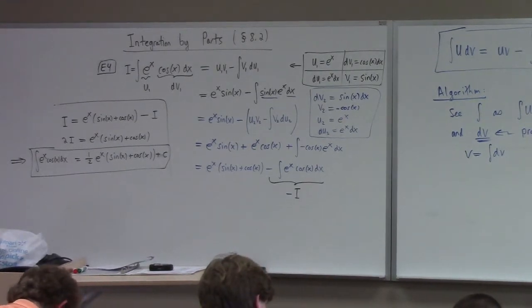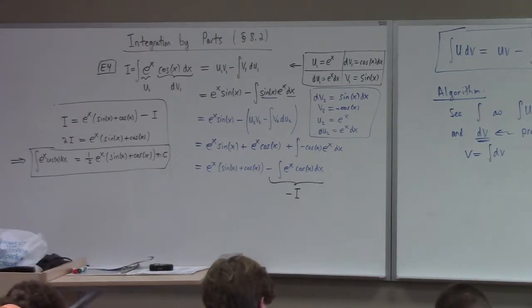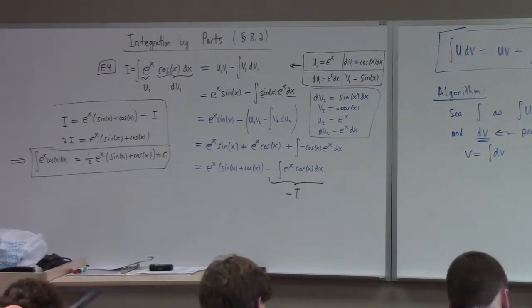This is going to be my dv. This is going to be my u. I mean, what else could you do? So then I get what? I get uv minus the integral of v du. What is that actually here?